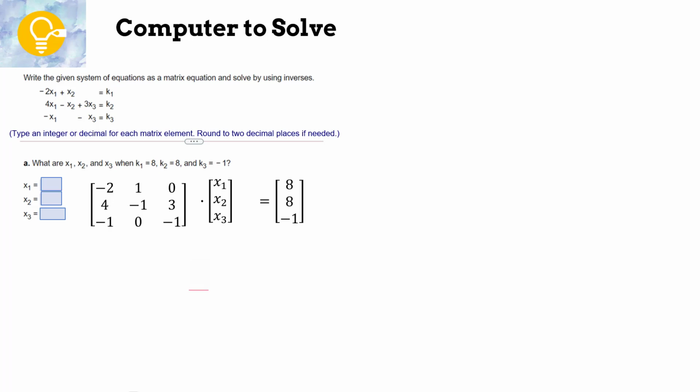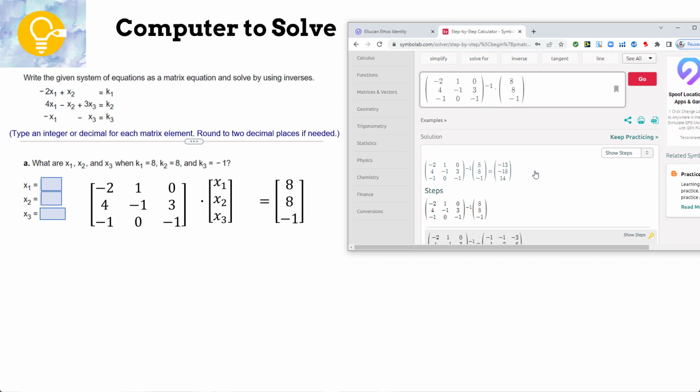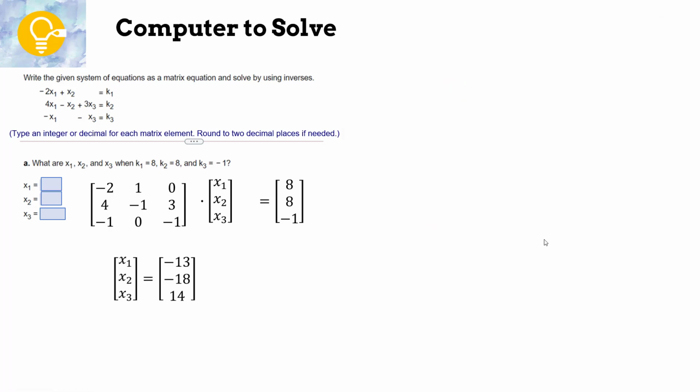Now let's go to Symbol Lab so I can show you what to do. You're going to see that I already put in my matrix A to the negative 1 because we want the inverse, times my constant. Now let's go. Look at that. We end up with negative 13, negative 18, and 14. But what exactly does that mean? That means that x sub 1 is negative 13, x sub 2 is negative 18, and x sub 3 is 14. Yay!